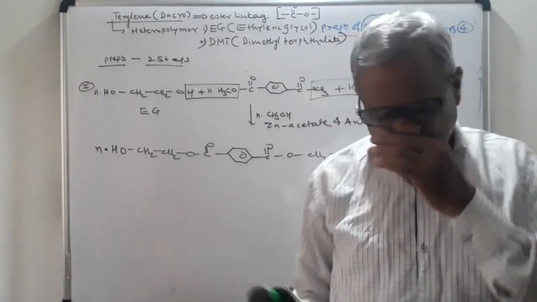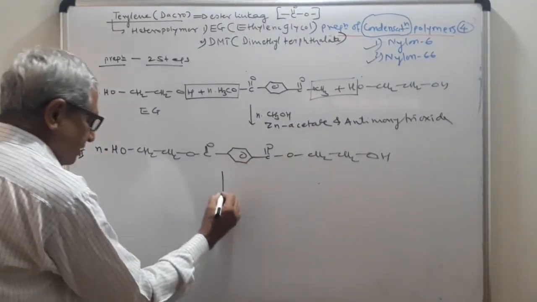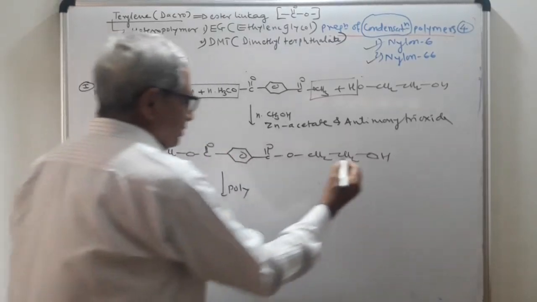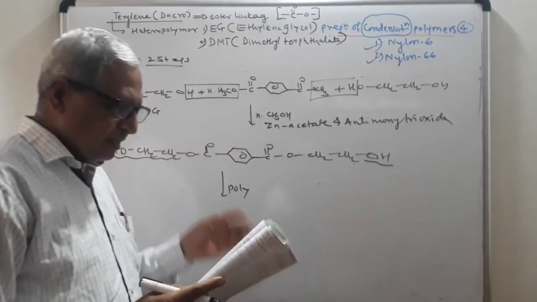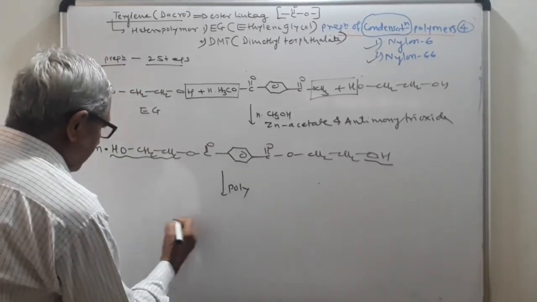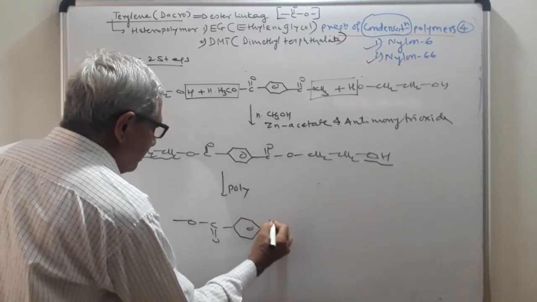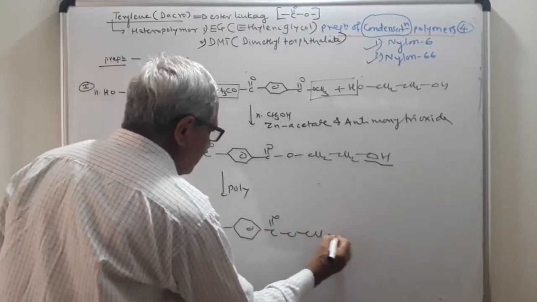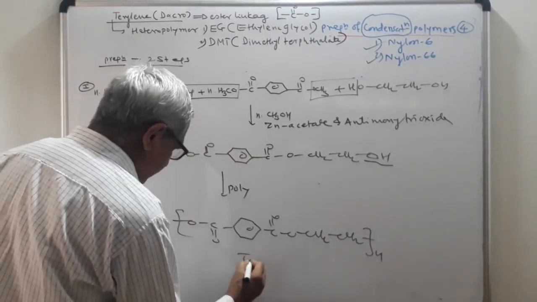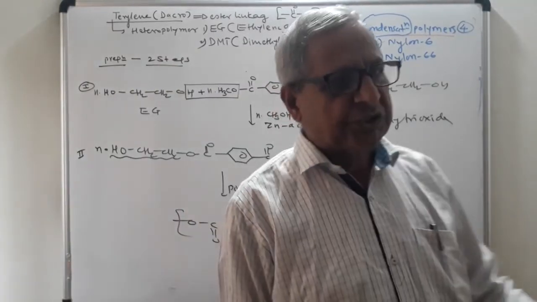Now see, it undergoes the second step. I will indicate here the second step, that is the polymerization. This underlined part combined with this part, you can indicate here ethylene glycol, and therefore you will get the structure here: O, C double bond O, benzene ring, C double bond O, CH2, n times, and this is called terylene. It is also called polyester.